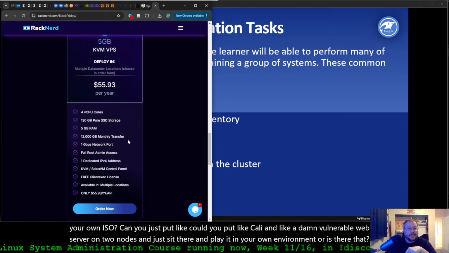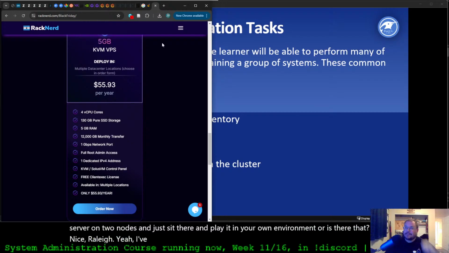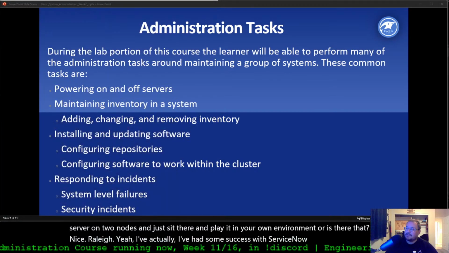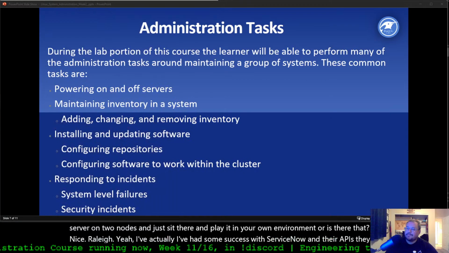Oh, nice, Raleigh. Yeah, yeah. I've had some success with ServiceNow and their APIs. They're pretty straightforward.